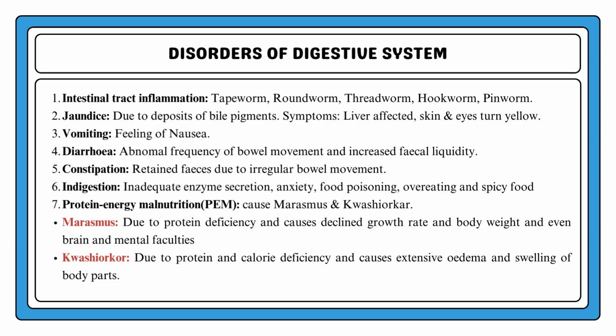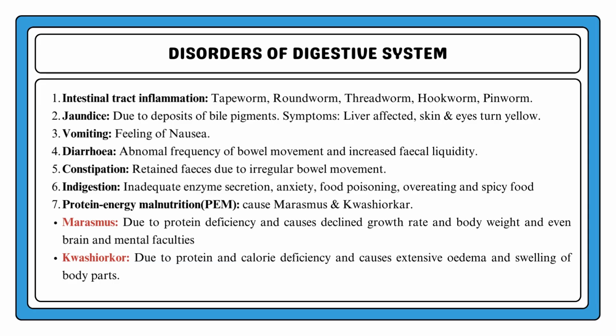Intestinal tract inflammation, caused by tapeworm, roundworm, threadworm, hookworm and pinworm. Jaundice, due to deposits of bile pigments. The symptoms include the liver being affected, and the skin and eyes turning yellow. Vomiting, the feeling of nausea. Diarrhea, the abnormal frequency of bowel movement and increased fecal liquidity. Constipation, the retained feces due to irregular bowel movement.